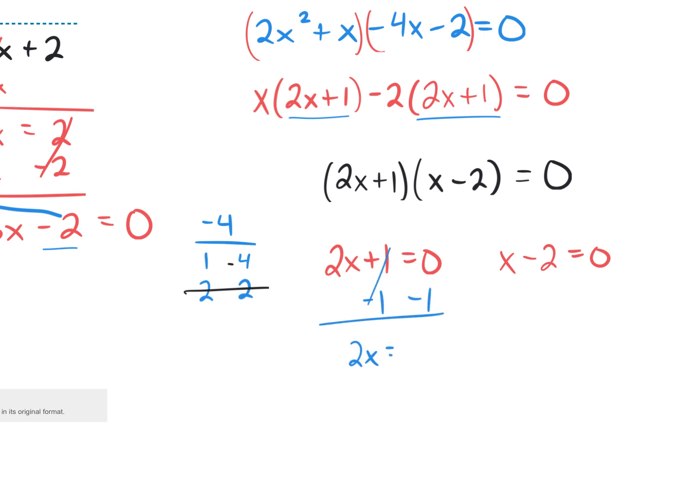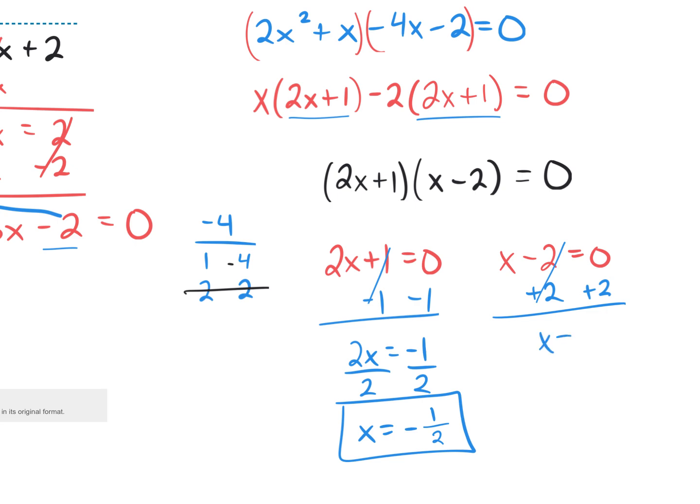So I have 2x equals -1. And then divide by 2. So I have x equals -1/2. Yep. Am I done? For that side, yes. I have to remember to always do the other side. What do I do on this side? Add 2. So I have x equals 2. Good.